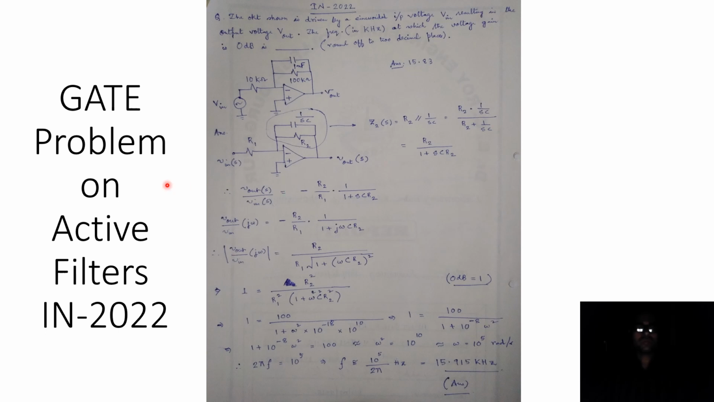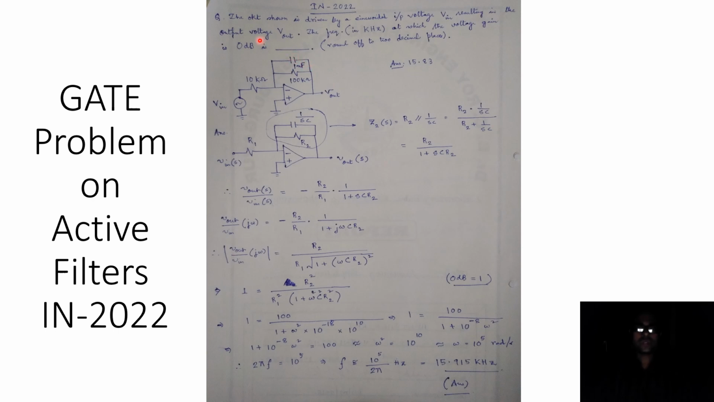This is a GATE problem that appeared in the year 2022 for the instrumentation engineering paper, and these are based on active filters. Questions of this pattern are very common to ECE as well as electrical engineering branches.